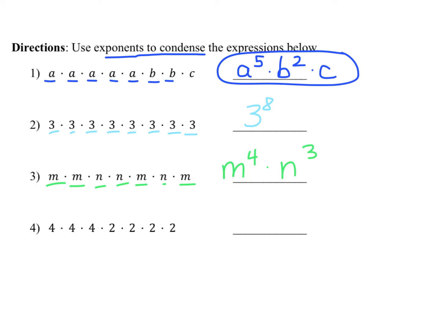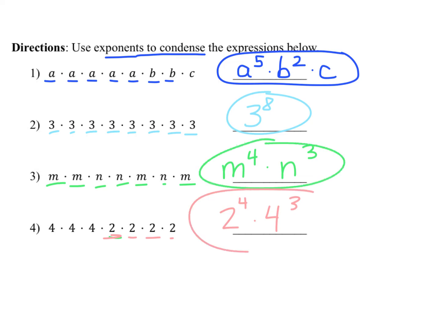And for the last one, we have 4's and we have 2's. I'm going to do the 2's first since they're smaller, but you could do it either way. There's 2 to the 4th power and 4 to the 3rd power. Okay, so that is that for those ones. Just condensing.